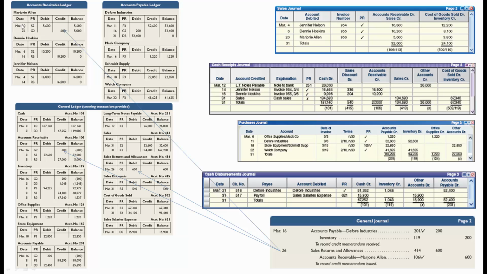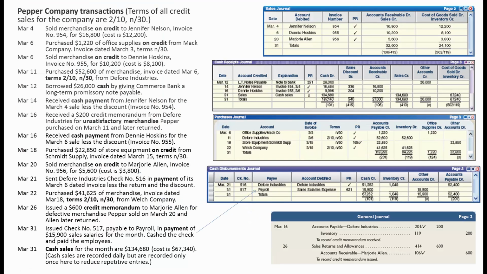So we're going to update Marjorie Allen's subsidiary ledger to show she originally owed us $5,600, but with the $600 return of merchandise, now she only owes us $5,000. Our accounts receivable, the controlling account in the general ledger, will be credited for $600 to show that that transpired. And we're also going to record it under sales returns and allowances, one of our contra sales accounts.